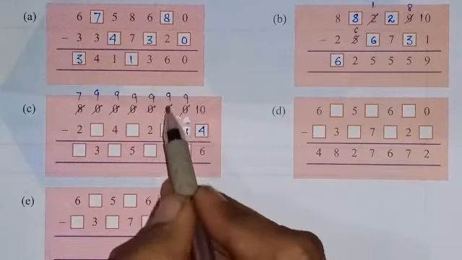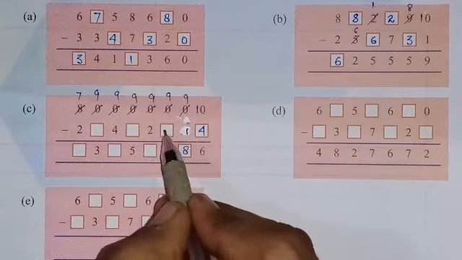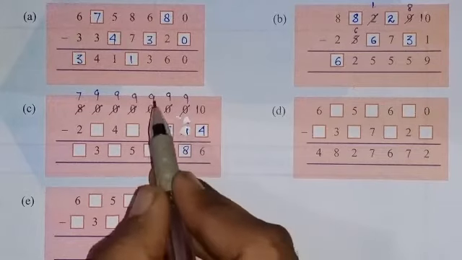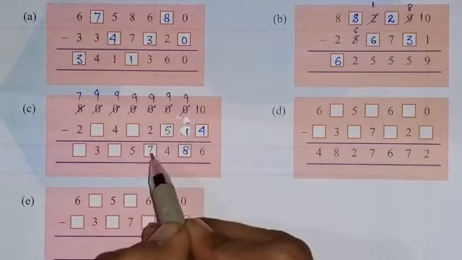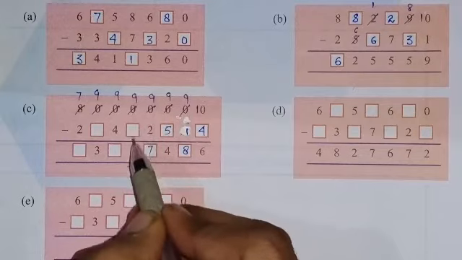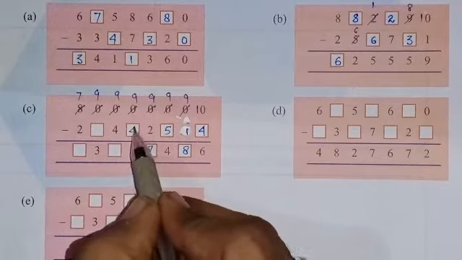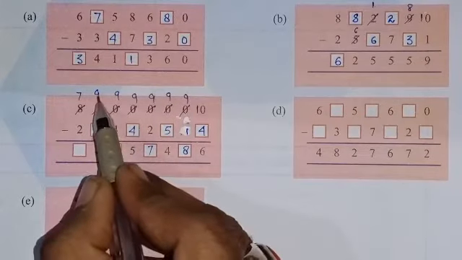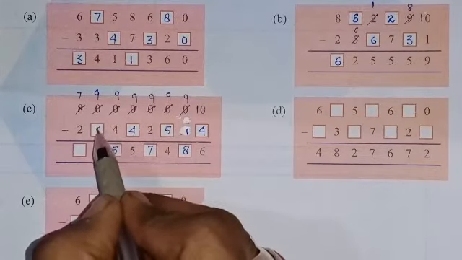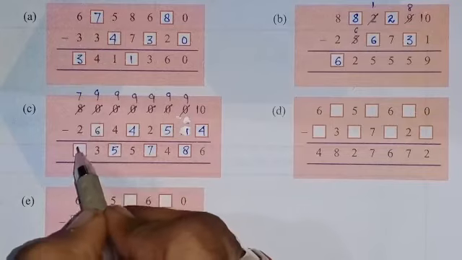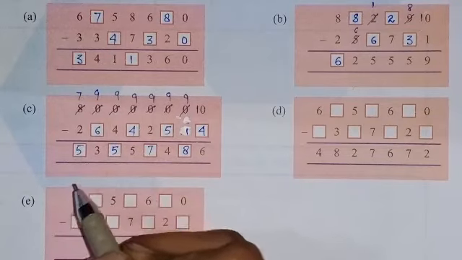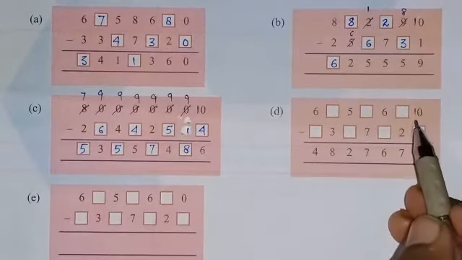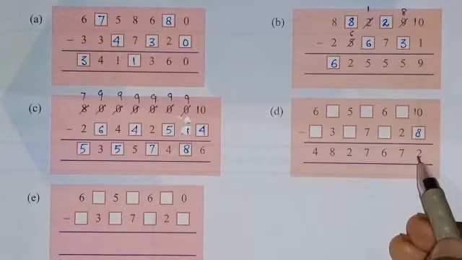9 minus. 9 में से क्या subtract करेगी? 4 आ जाएगा. 5. 9 minus 2, 7. 9 minus what to get 5? Of course 4. 9 minus 4, we will get 5. 9 minus what to get 3? 6. And 7 minus 2 will be 5. Okay, students. So 10 minus 8 will be 2.